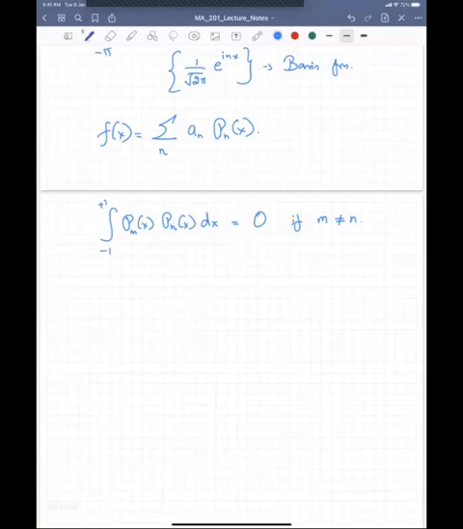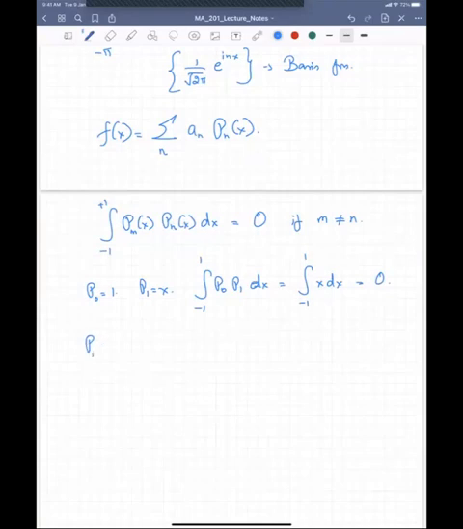Let's actually go ahead and show this for a couple of the things that we have shown. So we know that P0 is 1 and P1 is x. So the integral from -1 to 1 of P0 P1 dx would be just the integral from -1 to 1 of x dx, which is obviously 0. Okay, that's just an odd function.